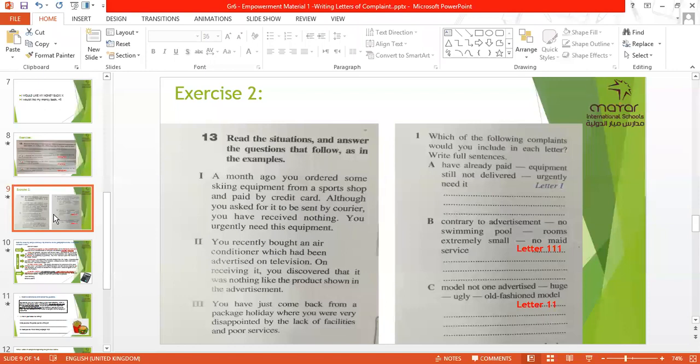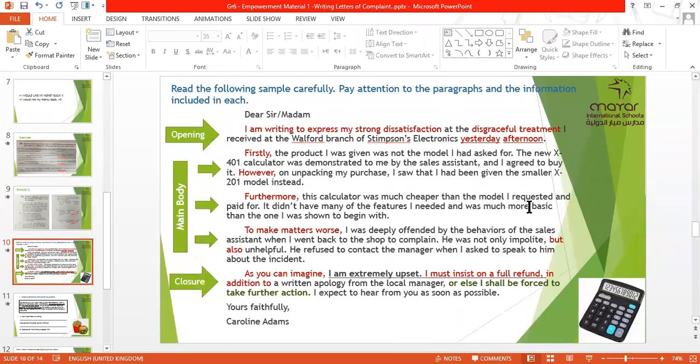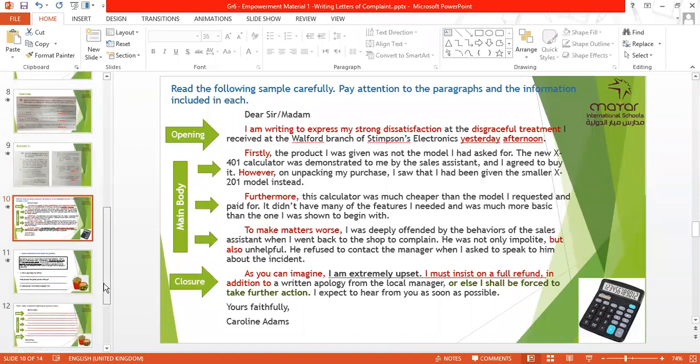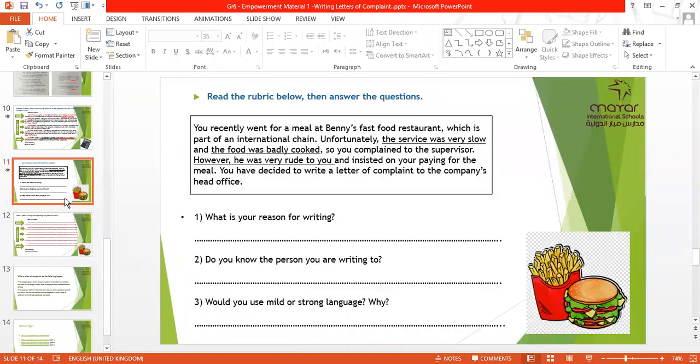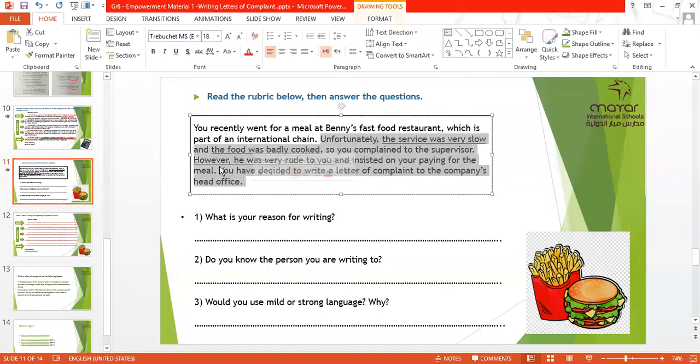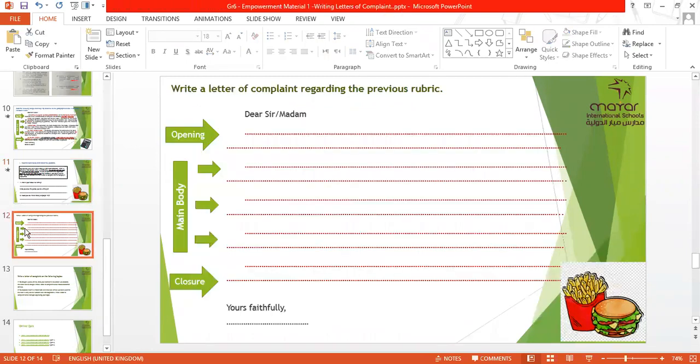You should not be swearing names at them. You should not be rude and using capital letters. You should be respectful. This is another example of the letter about the calculator as well. This is an exercise that shows what the reason for writing is. Do you know the person? Would you use a mild or strong tone, and why, and so on. This is how it should look.